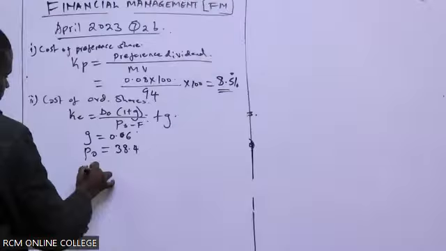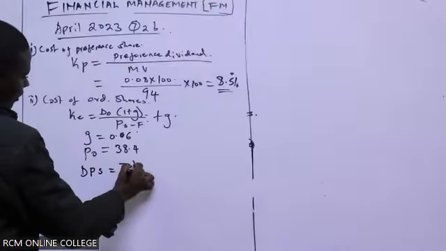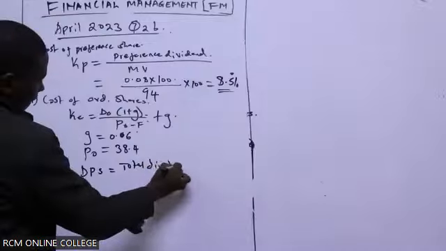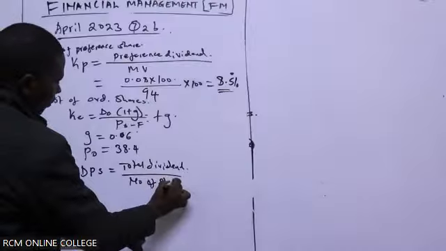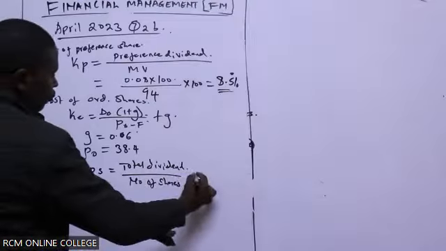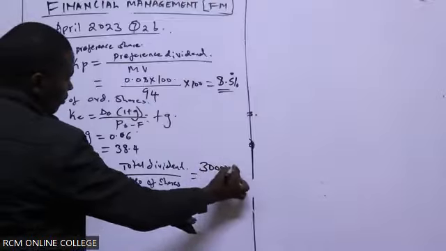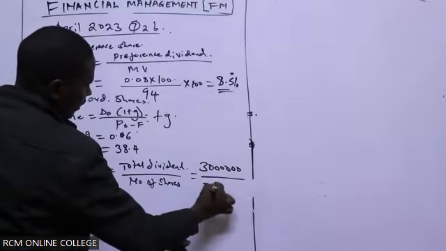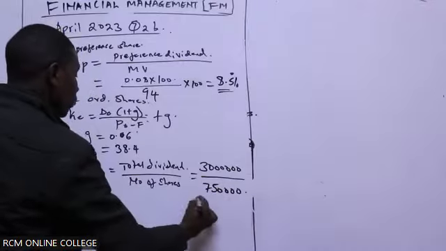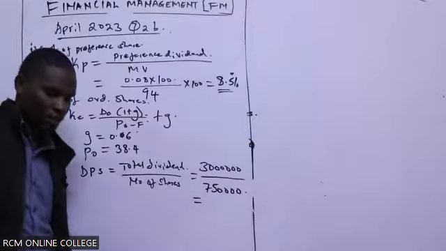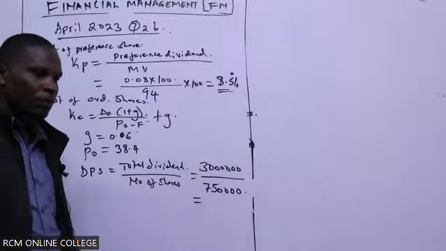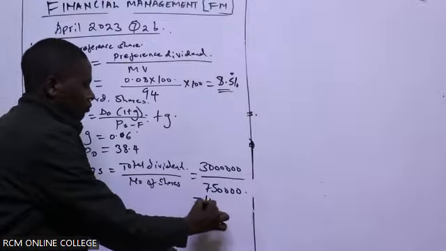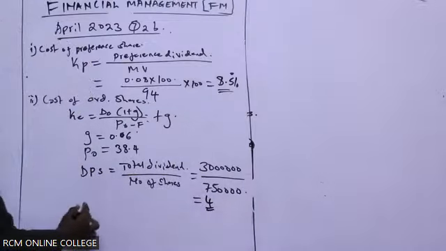So DPS is given by total dividend divided by number of shares. So hiyo ni formula ingine mpya yenye imefanya nini? Yenye ime-emerge. So with this, I have 3 million by number of shares, which is 750,000. So that I get my D0. Haya, itakuwa ngapi? What is our D0? Once we get that, we shall be good to go. What is our D0? 4 shillings.